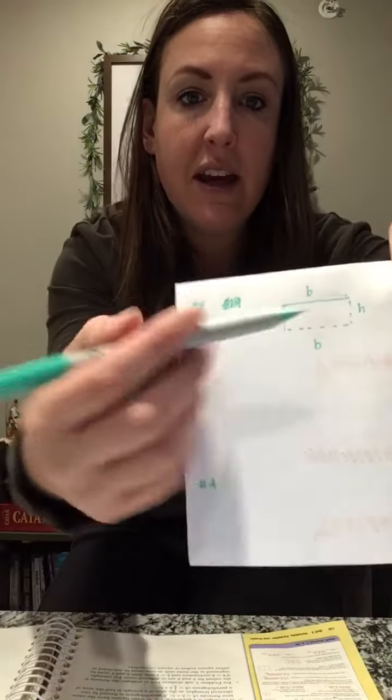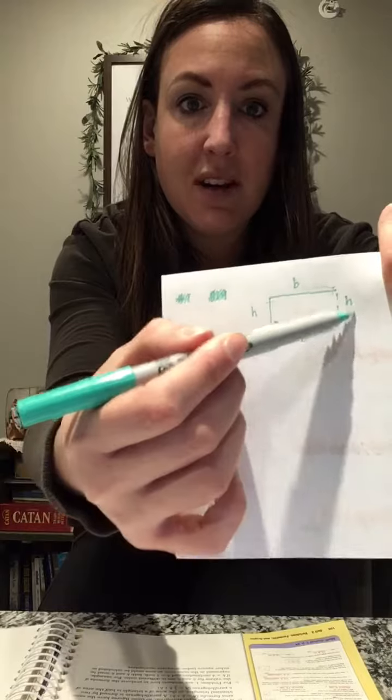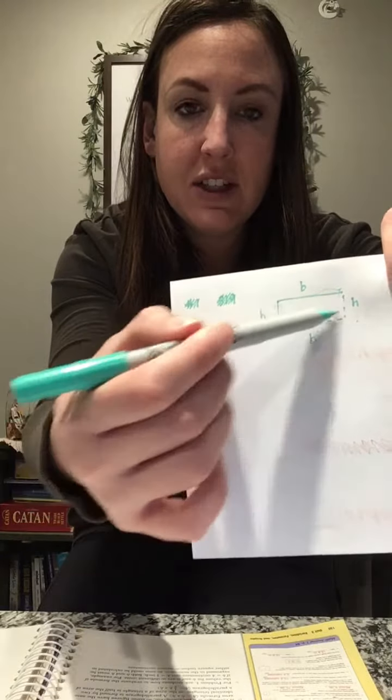Notice in my drawing here, if the lighting will work, I did this with solid and this with dots. 1, 2. If you look at your example in the book, it has P, which is perimeter, equals 2 times base plus height. Not times, plus, because we're not finding the area. It says use the formula P equals 2 times base plus height to find the perimeter of a rectangle if B equals 8.5 inches and H equals 4.5 inches.